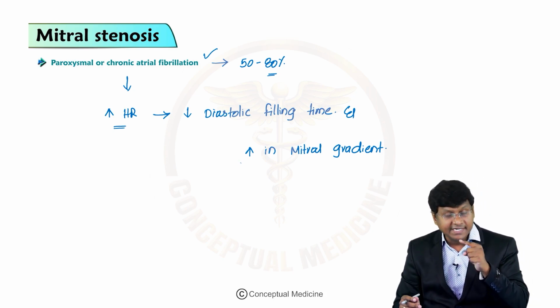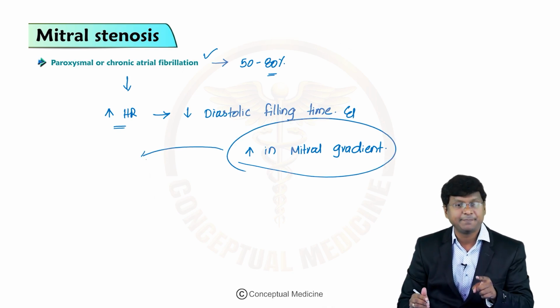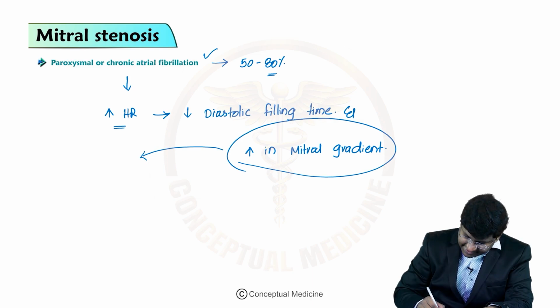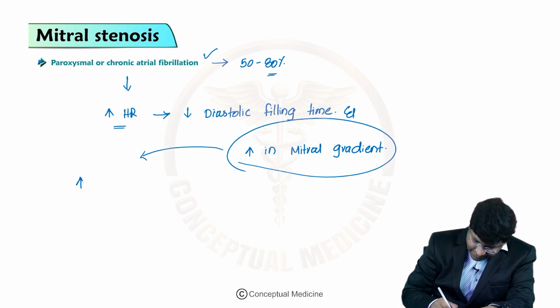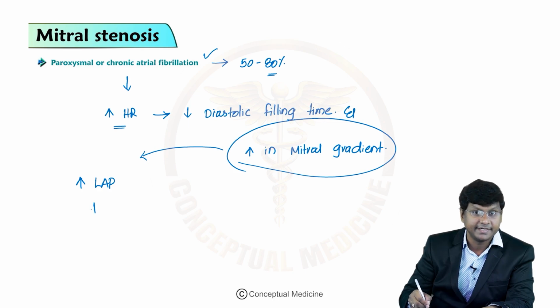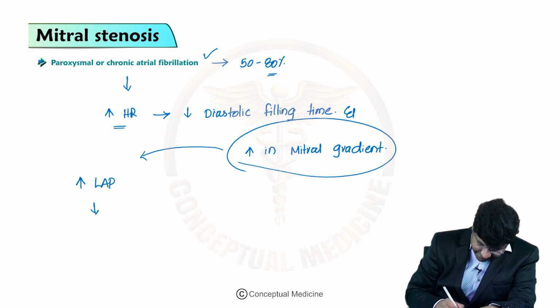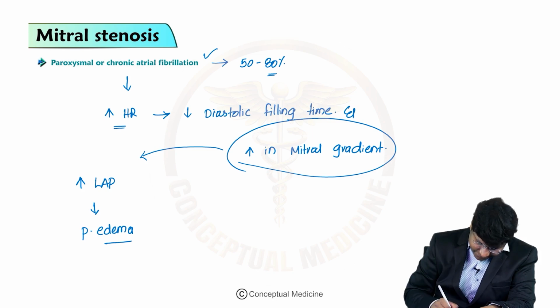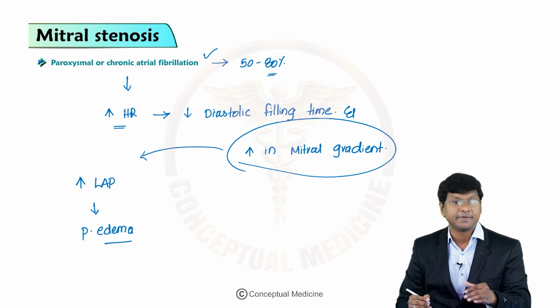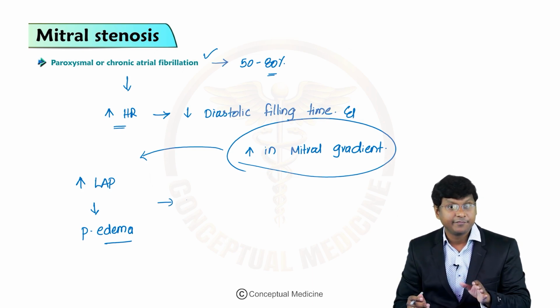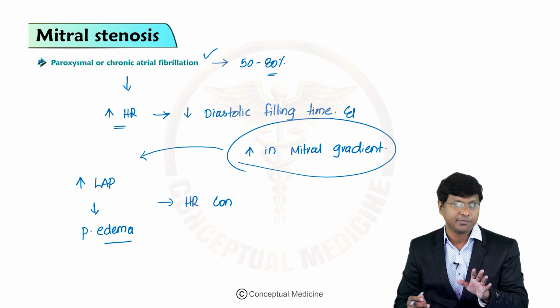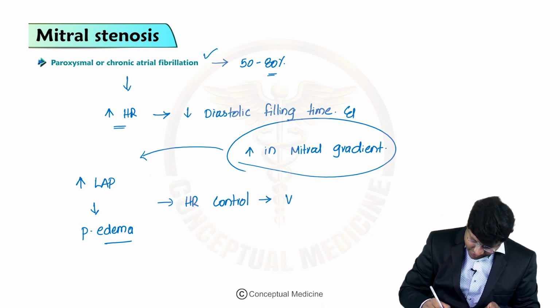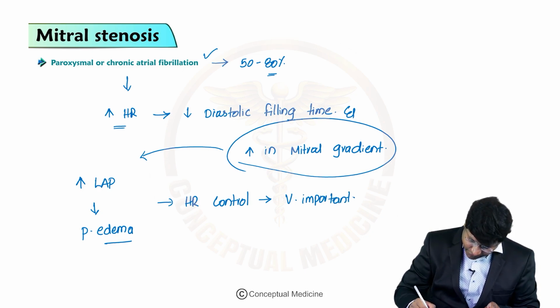Okay, so a sudden increase in heart rate will precipitate pulmonary edema. Once there is increase in the mitral gradient, there will be increase in the left atrial pressure, and that will precipitate the development of pulmonary edema. Therefore, heart rate control is very, very important in patients with mitral stenosis.